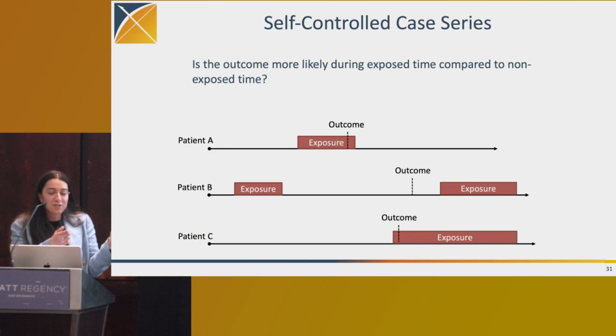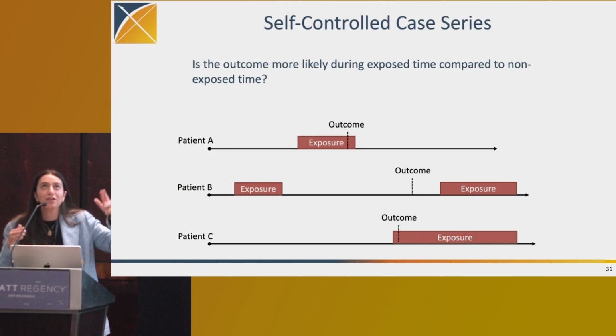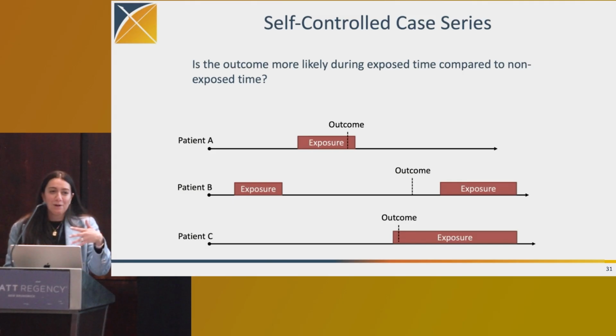We might look only at certain chunks of time when they go on it for the first time. But you're comparing the patient to themselves and whether the outcome is occurring during the time they are exposed or not exposed. And so this is the no-use comparator kind of alternative study design that we just want you to know exists, but we won't go into too much depth in.